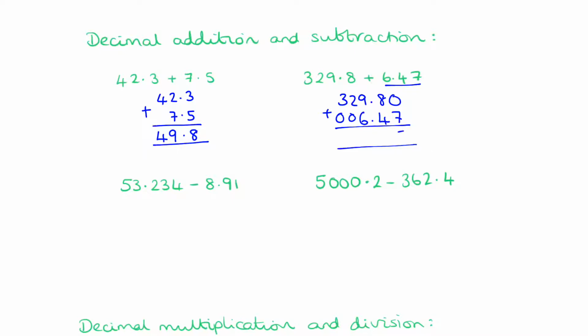So 0 add 7 is 7. 8 add 4 is 12. Keep points in line. 9 add 6 is 15, add 1, 16. 2 add 0, add 1 is 3, and then 3 add 0 is 3. So 336.27. So remember, when you've got digits after the decimal point, you say them individually, you don't say 0.27.